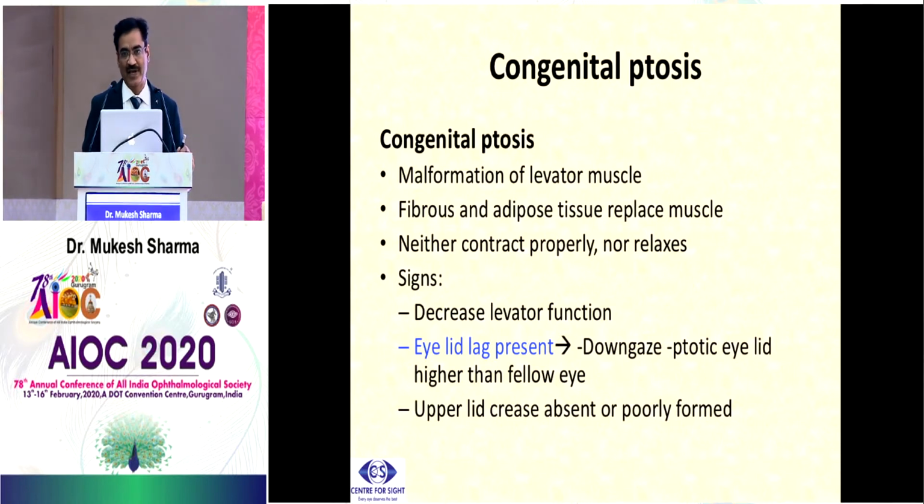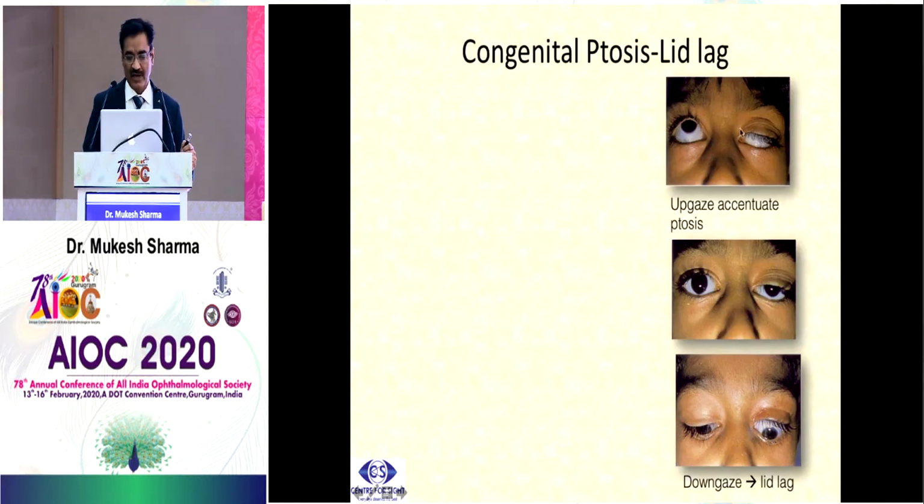If lid lag is there, then congenital ptosis ought to be there, but if there is no lid lag, then also the patient may have congenital ptosis. In around 25 to 40% of congenital ptosis, the patient may not have any lid lag. So you should remember this. So this is congenital ptosis, primary gaze, upgaze and downgaze.